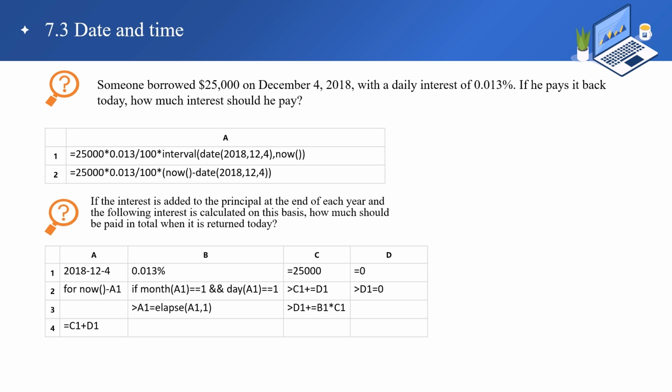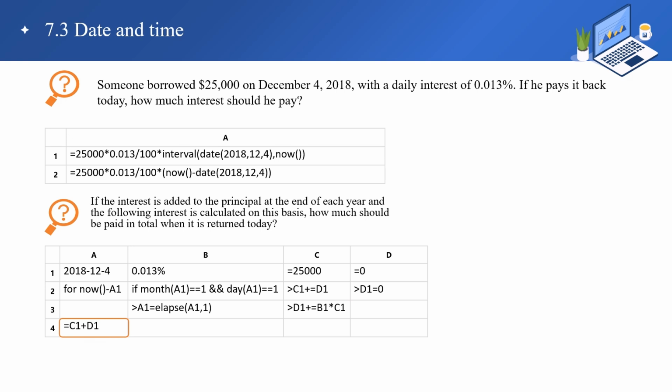We use a clumsy way to calculate, looping day by day from the loan date to today. The current interest is stored in D1. The initial value is 0. For every day of the loop, the interest will be increased by 1 day. If the current date is January 1st, add the current interest to the principal and then clear the interest. At the end of the loop, add the principal and interest at that time.